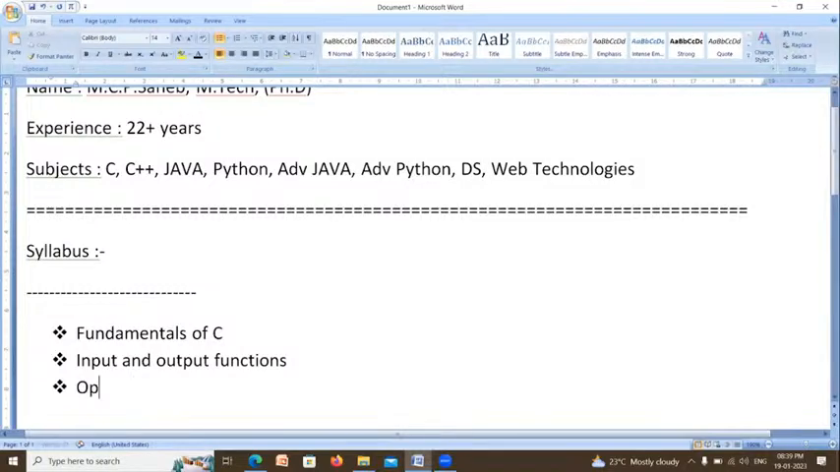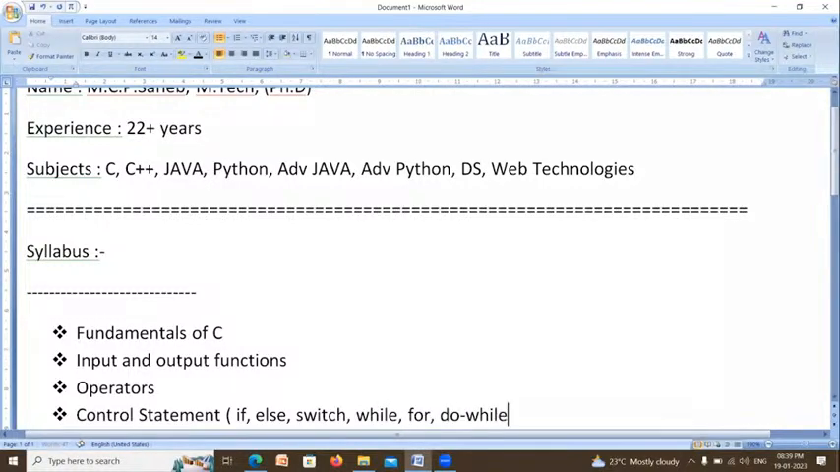Operators available in C. Control statements: if statement, else, switch statement, while, for, do while, break, continue, go to, like that. Do you want live classes or videos, sir? There is no schedule for new batch, sir, in this time.